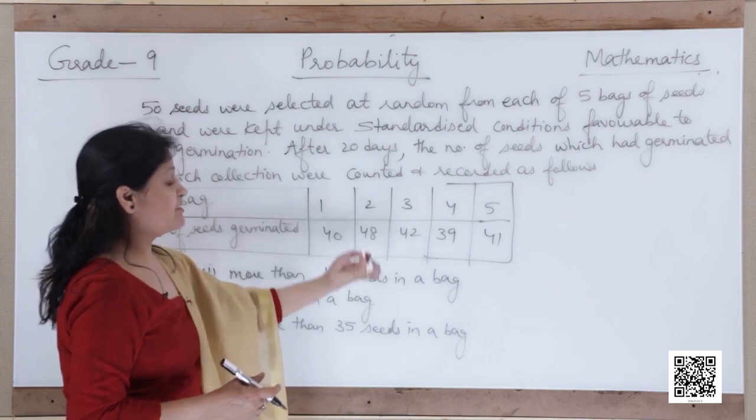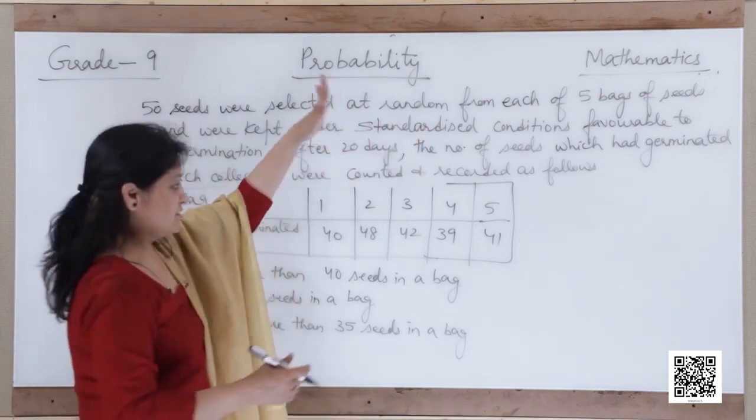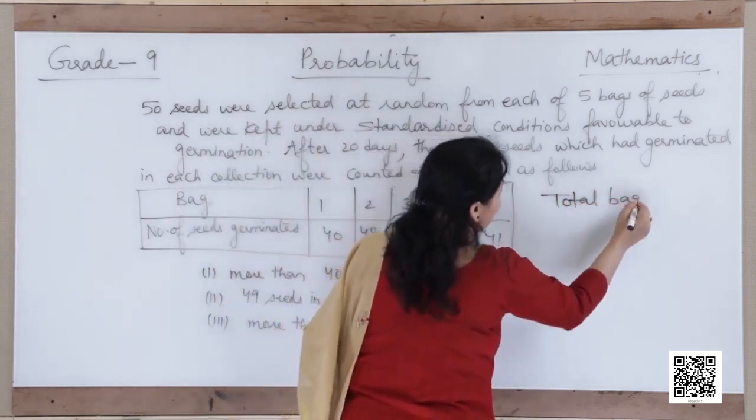In this, they have asked about the bags. So how many total bags are there with us? 5 bags. So that means the total number of bags with us is 5.